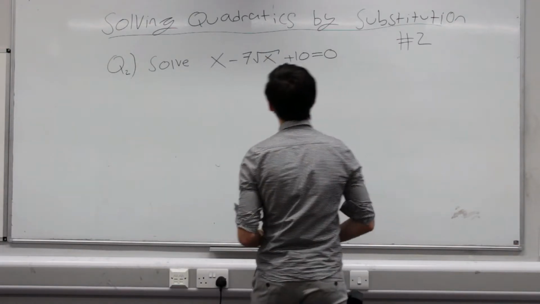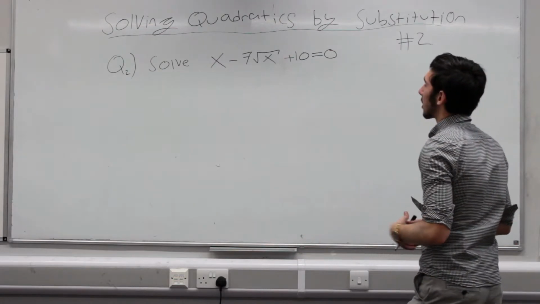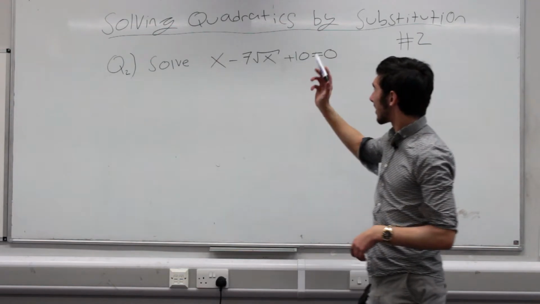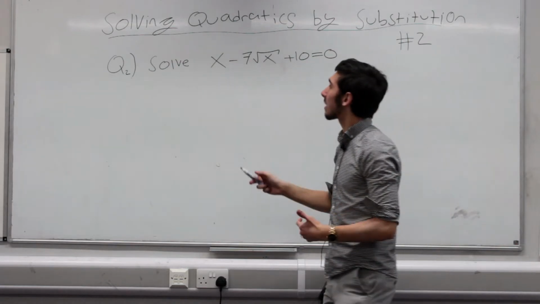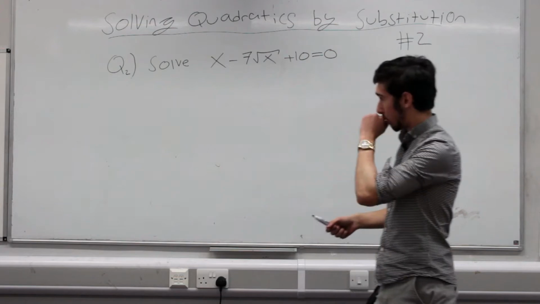In this video we're taking a look at part 2 of solving quadratics using a substitution. We've got in this question x minus 7 root x plus 10 equals 0. So that means x minus 7 times the square root of x plus 10 equals 0.